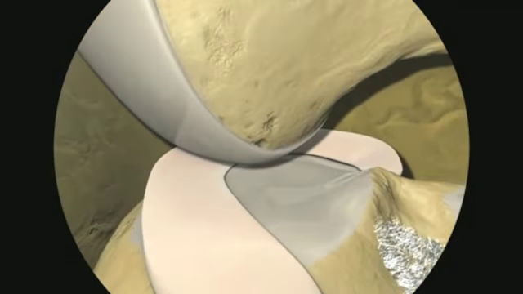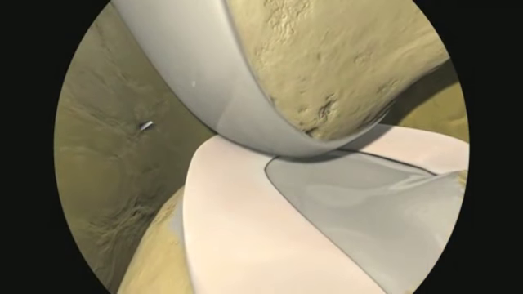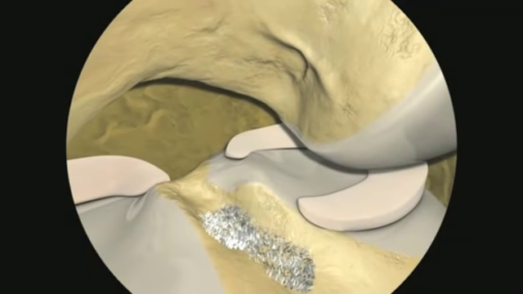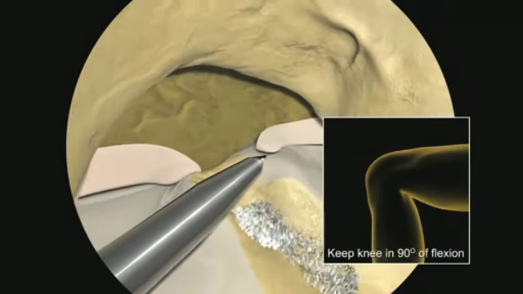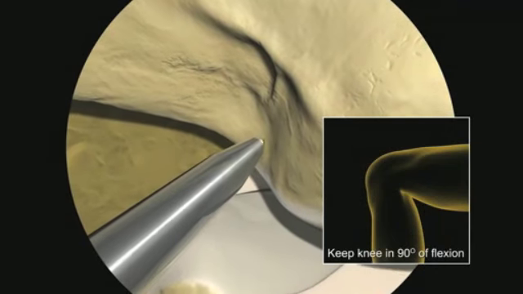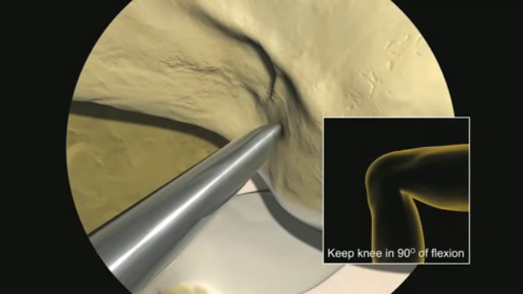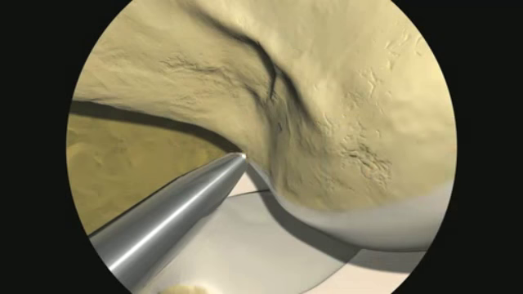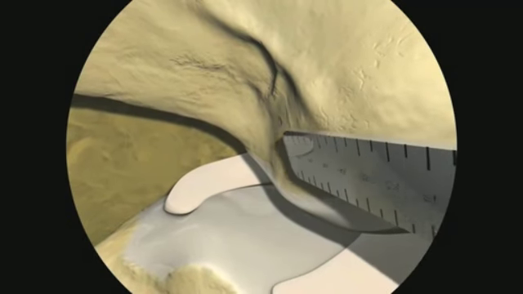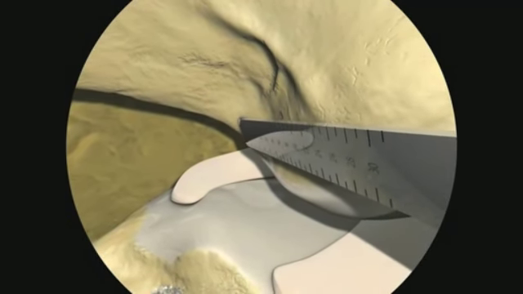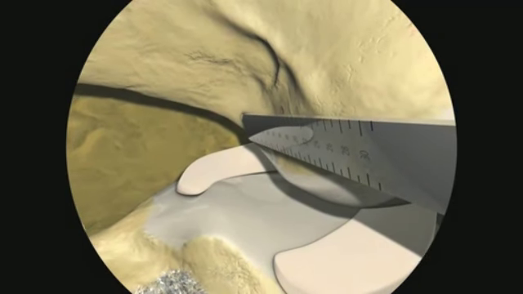Using an 11 blade, incise the skin, making sure to orient the blade away from the femoral condyle to prevent damaging the articular surface. Switch the arthroscope to the anteromedial portal. Mark the center of the femoral ACL footprint using a microfracture awl. Once marked, use the bullseye native footprint ruler to assess the footprint of the native ACL stump.